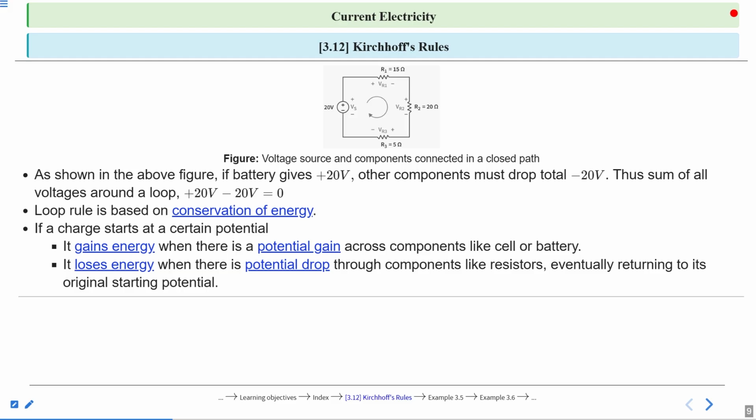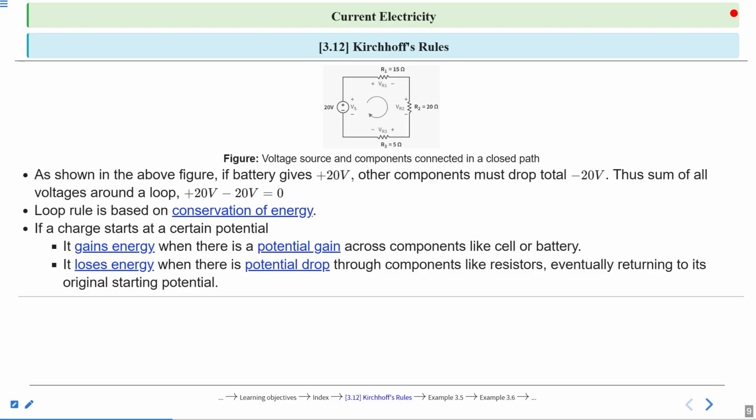It loses energy when there is a potential drop through components like resistors, as we can see in the diagram. It will gain energy when there is a potential gain at the battery, and it will lose energy when there is a potential drop at resistors. Since potential gain is equal to the potential drop in a loop, it eventually returns to its original starting potential.